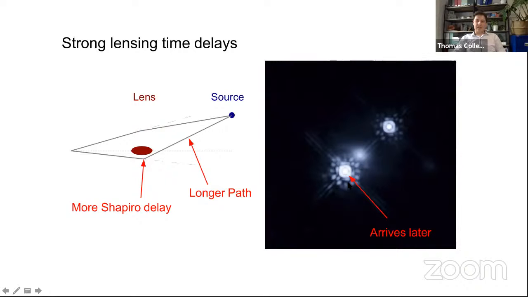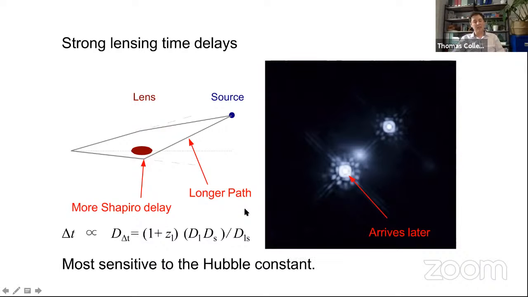So these time delays are proportional to something called the time delay distance. It's a ratio of 3 angular diameter distances. And in our universe, at least for the typical redshifts that we see lenses and sources at, this is predominantly sensitive to the Hubble constant. There's some mild sensitivity to omega matter, the matter density of the universe, and some sensitivity to curvature and to dark energy, but really this is primarily a probe of the Hubble constant. Now, the time delays are proportional to the time delay distance, but to actually measure the time delays themselves is a challenge.